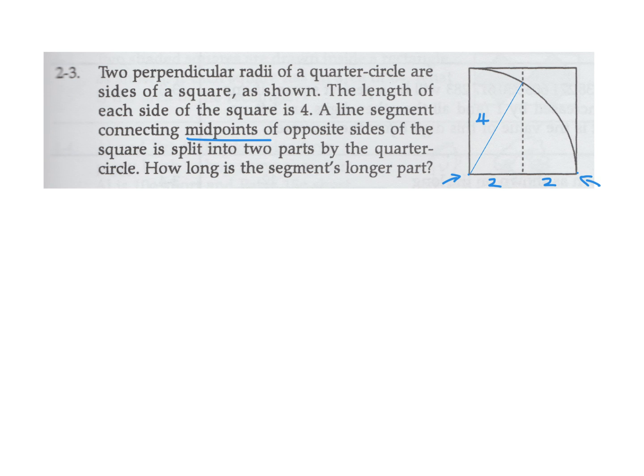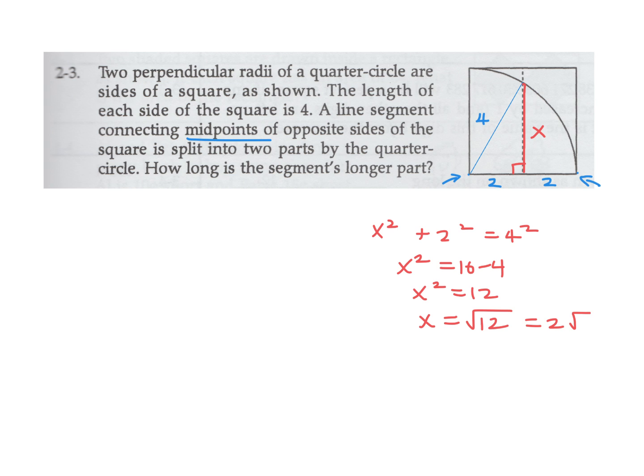And then what they're asking for really is the length from here to here. That's what they're asking for in the question. So that is basically a Pythagorean relationship. We'll call that x, and that should be very easy to figure out. X squared plus 2 squared is equal to 4 squared. X squared, therefore, is 16 minus 4. X squared, therefore, is 12, and therefore x is root 12, or 2 root 3.